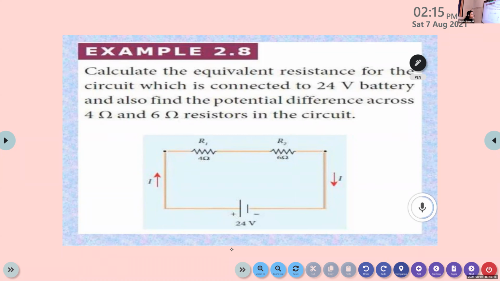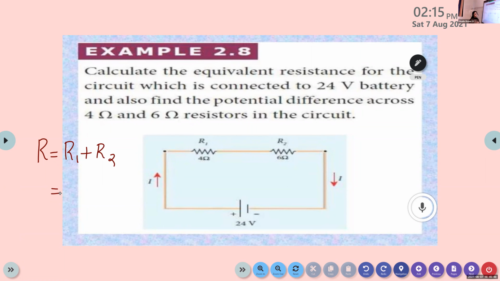What about the effective resistance of this combination? Adulya, what is the equation for calculating the total resistance or effective resistance of a series combination? R1 plus R2 plus R3. Here R3 is there, but in this question, we have only two resistors. So what is the equation? R is equal to R1 plus R2. Yes, R is equal to R1 plus R2.